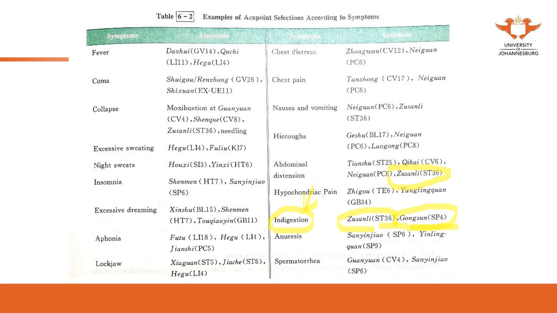Spermatorrhea, CV4, Sanyinjiao. Why do we use Sanyinjiao? Spleen 6, where three yin meridians gather together: the liver, the kidney. Spermatorrhea involves the liver and kidney. Strengthen the qi. CV4 is also the local point. You also can strengthen the qi to confine the sperm, and also regulate the liver and the kidney. So that's why we choose spleen 6.